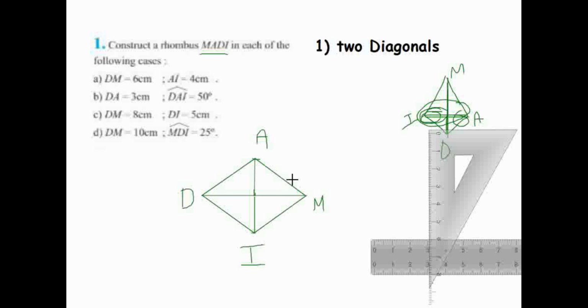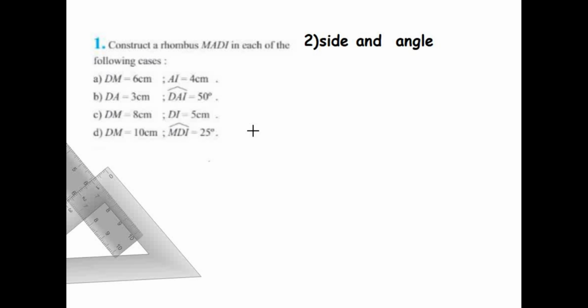So M-A-D-I. Okay. On our draft paper, it looks like it's inverted, but no problem. Okay. So here's our rhombus. Now we can erase the draft, and here's our rhombus. We draw it from the diagonals.